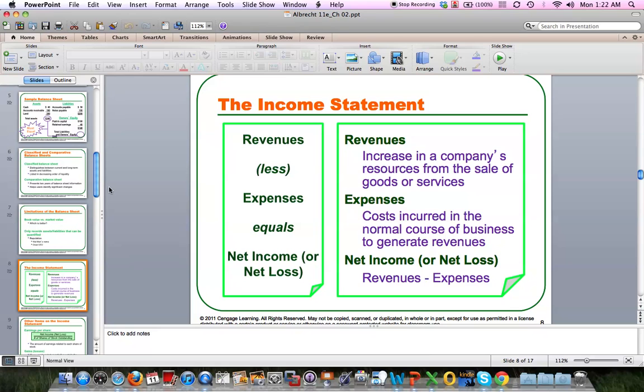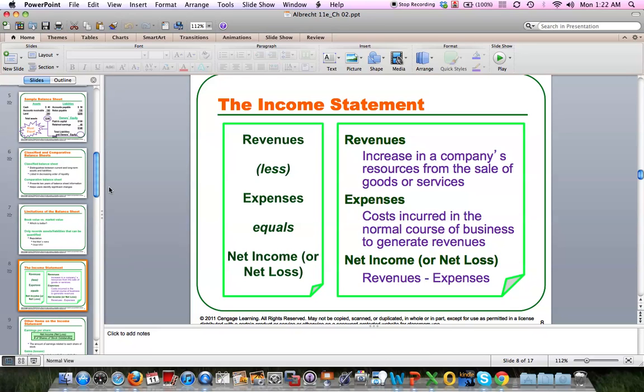Okay, here is information on the income statement. The income statement is revenues less expenses. Okay, revenues less expenses. This is on page 32 and 33 of your book. Revenues are increases in resources from the sale of goods or services.